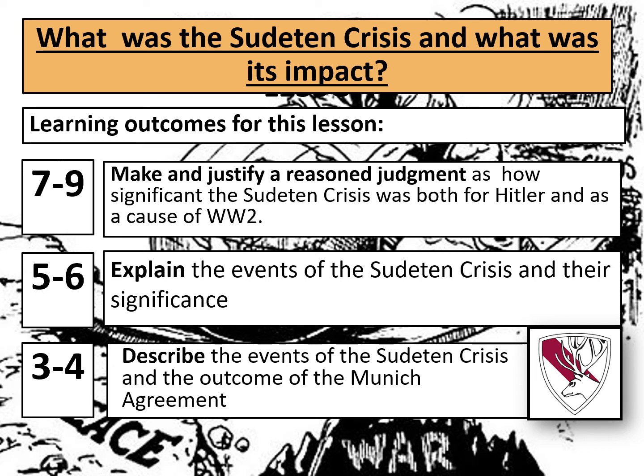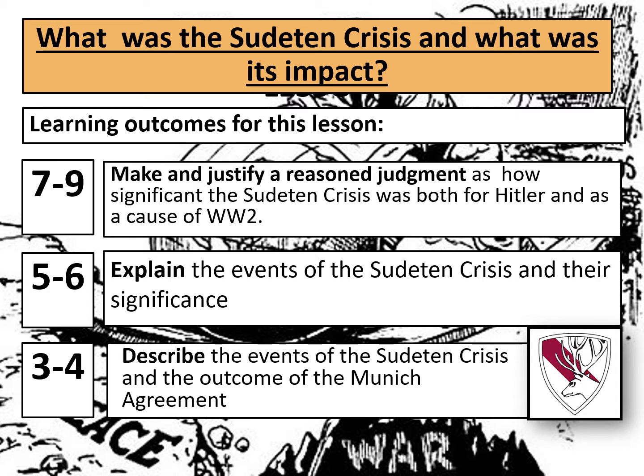Hello there. So last lesson we were looking at the policy of appeasement, where Britain and France were giving in to Hitler in exchange for peace. And we looked at all the positives and negatives of that. What we're doing in today's lesson is we're going to have a look at something called the Sudeten crisis. This is where appeasement was most famously used in the 1930s. So our question today is, what was the Sudeten crisis and what was its impact?